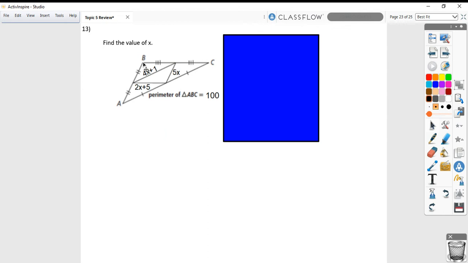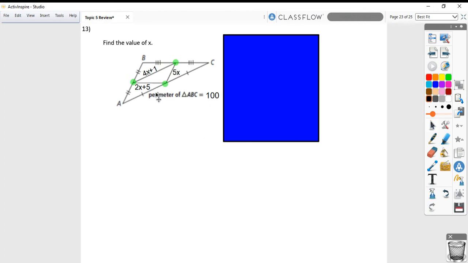Go on to this problem right here. This problem tells us the perimeter of the big triangle on the outside is 100, and it gives us a bunch of stuff about x on the triangle on the inside. Well, you can tell that this triangle is connecting midpoint to midpoint to midpoint. That is the mid-segment triangle, okay? And we know that the mid-segments are all half the length of the sides on the outside.